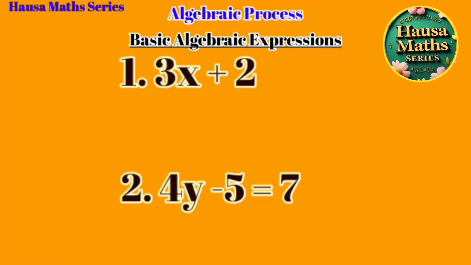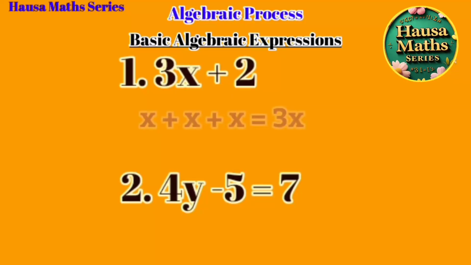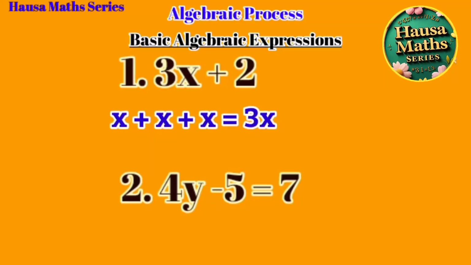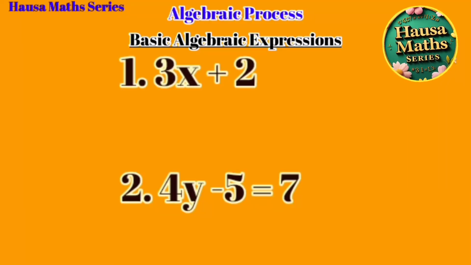So the first one says number 1, 3x plus 2. This x, 3x means something we don't know. x plus x plus x, 3 times, means 3x. It's like you give someone money a number of times, so we don't know the amount you give them, and there is a difference of 2 numbers again that you give him, so it means we have it 2 times.